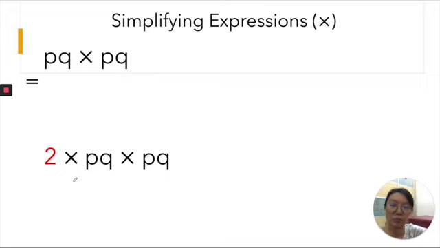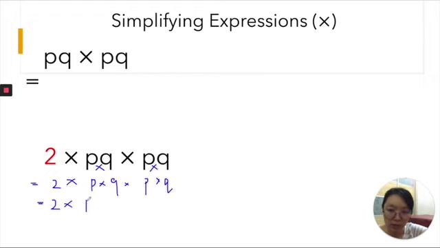Next, I have a number and variables. So I have 2 times PQ times PQ. Again, I'm going to add in the multiply to expand it. So I rewrite again to 2 times P times Q times P times Q. And then I can arrange the same ones together. There's no more number, and P, and one more P here. So P times P, and then Q times Q.